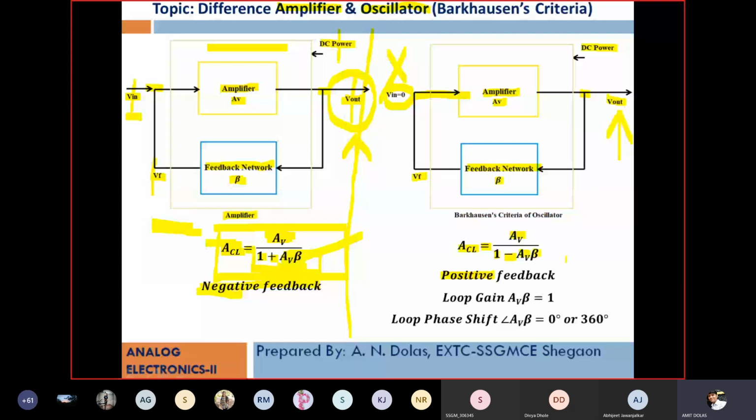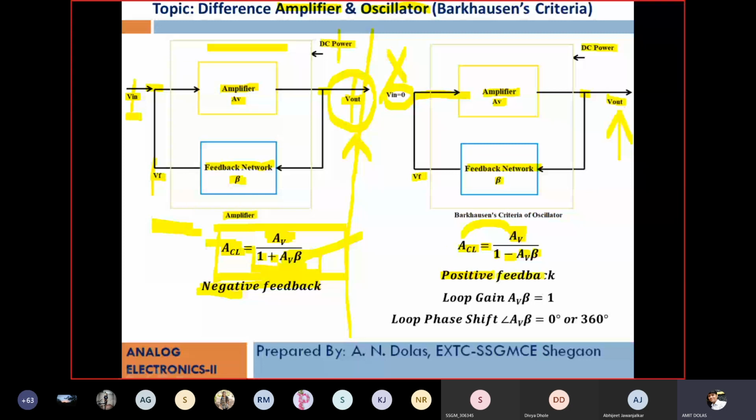So you can see some value is subtracted from 1, and we are dividing amplifier gain by that value. Of course, here if you check the relation between these two, that is AV and ACL, ACL will be greater than that of AV. So it uses positive feedback.